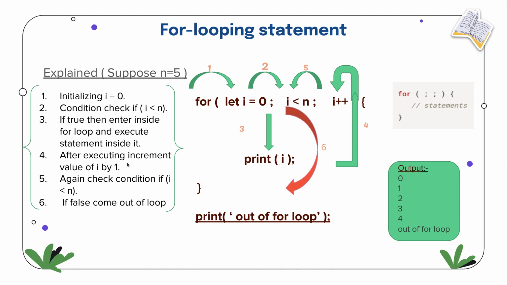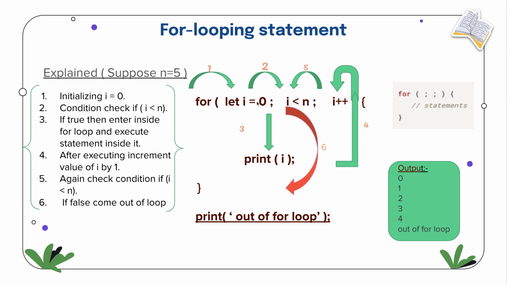Next, what happens? See here, after executing, the value of i is incremented by 1, so i will become 1. Now again it will go back to the condition check. Till the condition fails, it will keep on going inside the for loop, executing the statement and keep on incrementing. Once this condition fails, it will come out of the for loop and just print the next line, that is outside of the for loop.